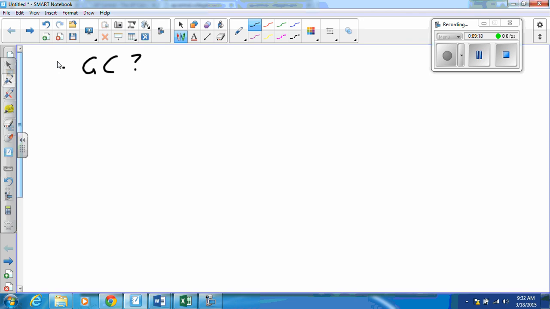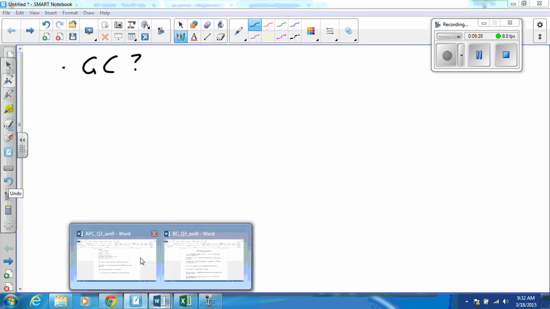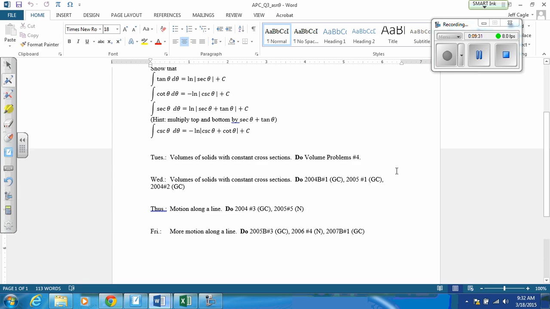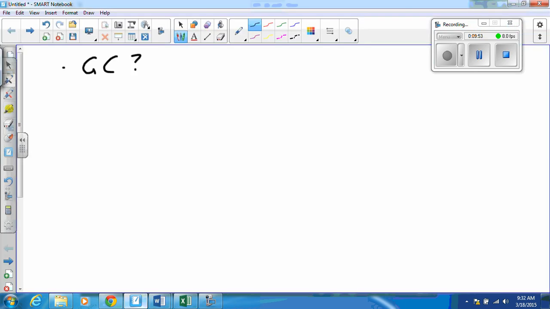Rather than have you remember all that, on your homework assignment, I've given you a helpful little notation that tells you whether or not to use the graphing calculator. If you take a look at your homework, it says GC or N. GC stands for graphing calculator, and N stands for no calculator. I didn't put NC because some people might see the C. Trying to be helpful. So this is a calculator problem.